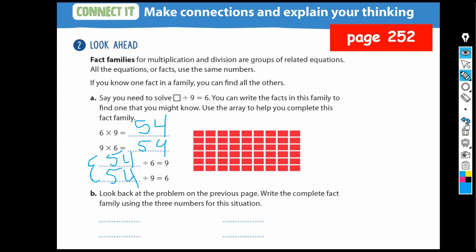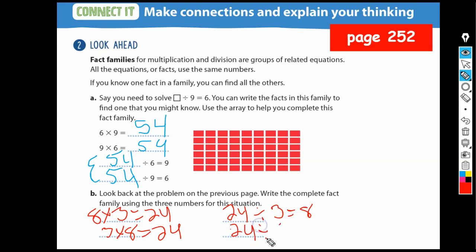Okay. Looking back to the equation that we just had, it says complete the fact family using the three numbers for this situation. So look at the previous page that we just had. Go to page 251. Give me the fact family for that problem. 24. What would be my division and multiplication equations? 8 times 3 is 24. What's the other one? 3 times 8 is 24. What would be the division equations? 24 divided by 3 equals 8, and 24 divided by 8 equals 3.